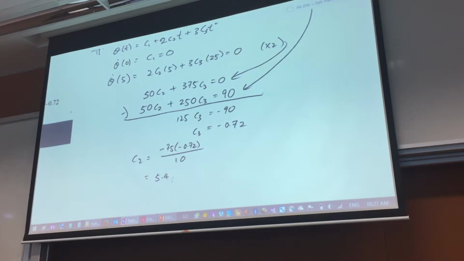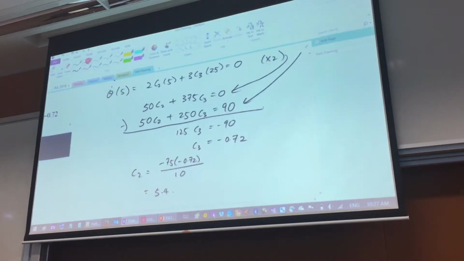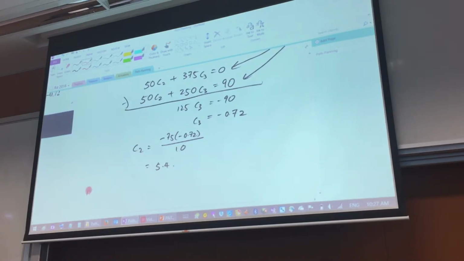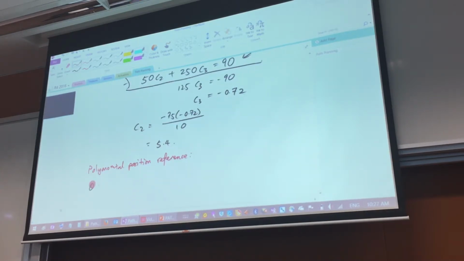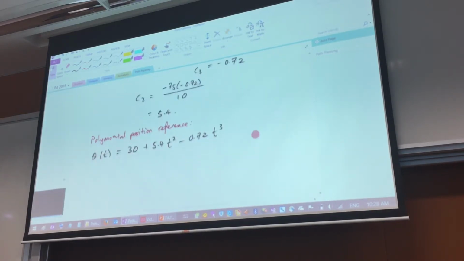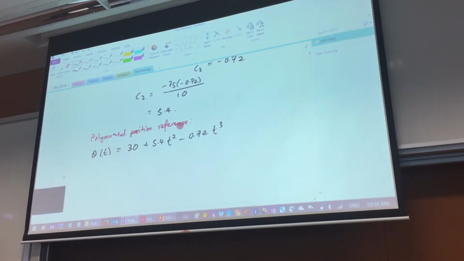So again, I'm going to use a red pen. They ask you to find the polynomial position reference. So what that means is that you put all your coefficients together. So C0 will be 30, C1 is 0, C2 is 5.4 T squared. This is C3, 0.72 T cubed. So that's the polynomial position reference.